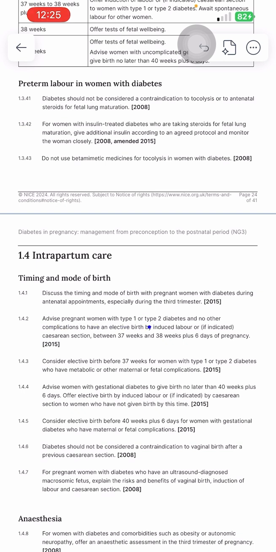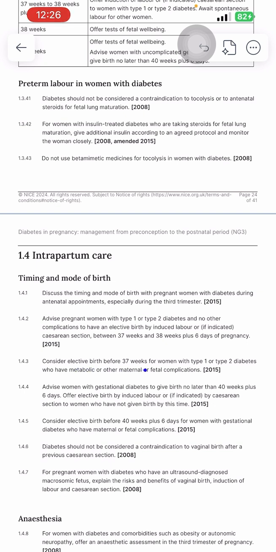Advise pregnant women with type 1 and type 2 diabetes mellitus and no other complication to have elective birth by induced labor or, if indicated, cesarean section between 37 and 38 plus 6 weeks of days. So those having chronic diabetes without any complication, you have to proceed to at least 38 plus 6 weeks. The patient must be delivered, but they have given a range between 37 and 38 plus. So ideally, if everything is normal, you have to wait for at least 38 plus 6 days.